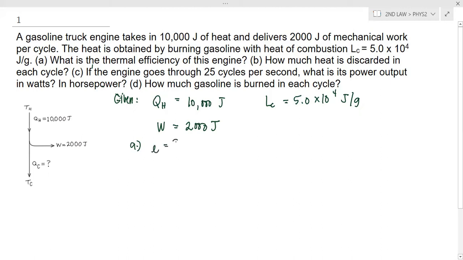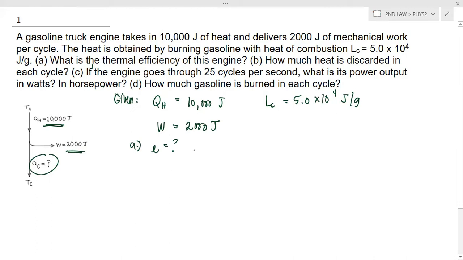So that's E. You can notice here we have a little diagram of the process of the truck engine. From the hot reservoir, that's 10,000 joules, and then it delivers 2,000 joules of work, and then what happens to the rest of the heat? So this is our QC. But for A, we will first look for the thermal efficiency of the engine.